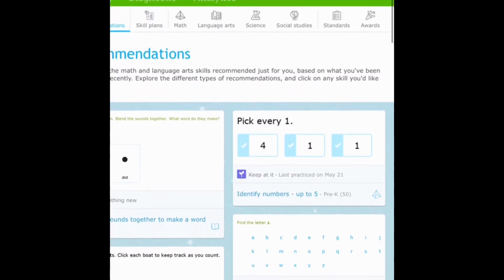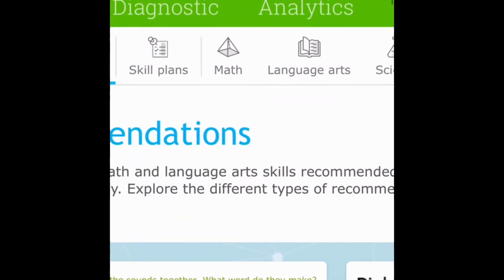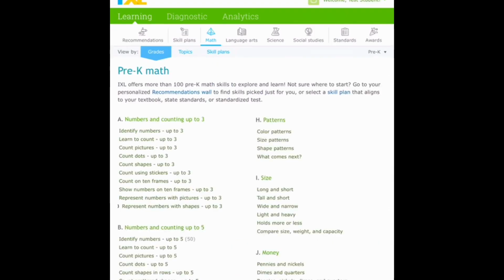You can also access the work by clicking on the links your teacher sent, but always make sure that you sign in so that you get credit for the work. Or another method is if you come to the top while you're still on that Learning and you click on the math, it'll give you all the different links.